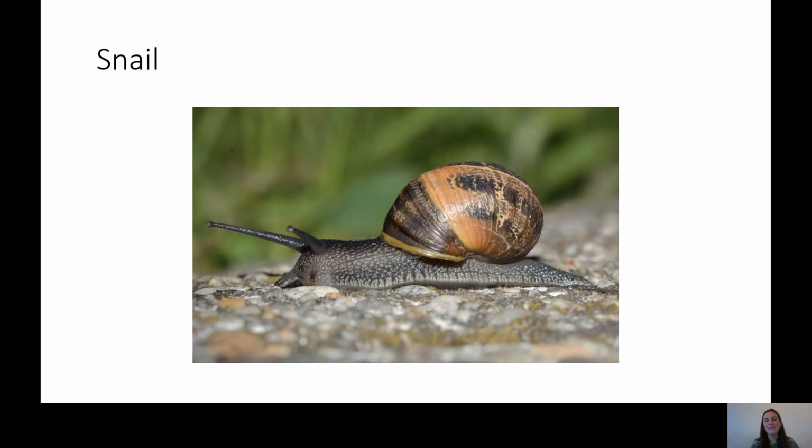So today, because this is probably one of the most common mollusks and one that we can find in our local area in London, is the snail. Okay, so that's what we are going to be looking at in a bit more detail today.